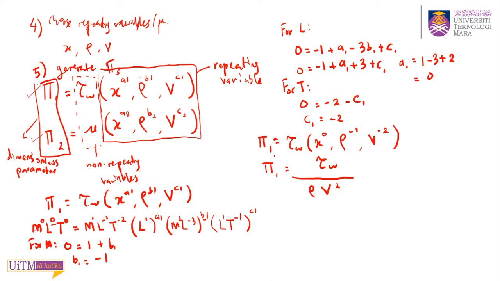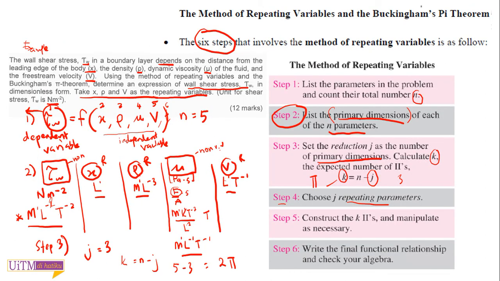So that is the most crucial step, step 2, and you need to do it calmly. Invest more time in step 2, and find the right primary dimension for each of these parameters, for τ, for x, for ρ. Do it slowly, don't rush. Confirm first, make sure the primary dimension is correct, then go to the next step. Okay?